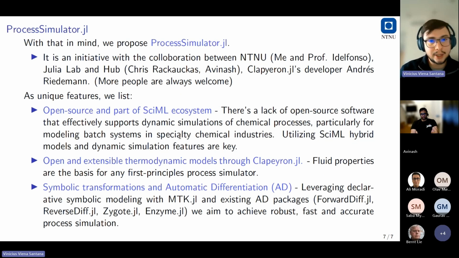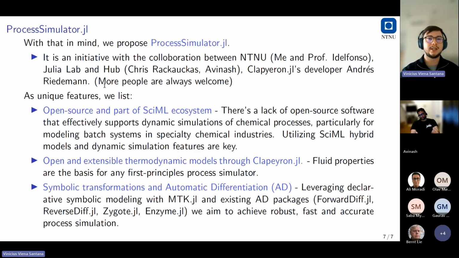Well, with that in mind, we are proposing the ProcessSimulator.jl library. That's an initiative in collaboration between NTNU, being led by me and Professor Defonso from the IKP department as well, and the PSE group. And also Julia Lab and JuliaHub with Chris and Avinash as well. And then we are counting on the support of the Clapeyron.jl library developed by Andres Riedemann. Of course, more people are welcome to this.